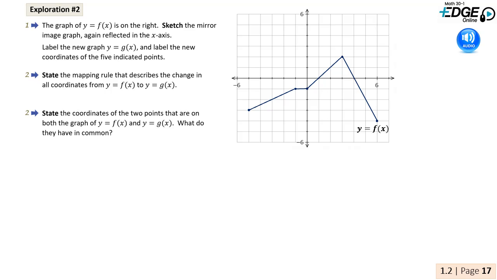So here we're asked to sketch the image after reflecting in the x-axis, to label the new graph, and specifically the 5 points that were indicated originally. So let's go ahead and do that.